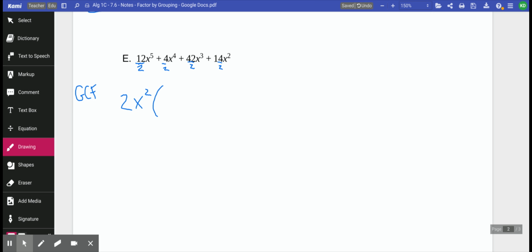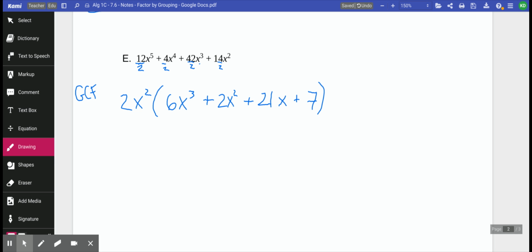So 12 divided by 2 is 6. X to the 5th divided by x squared is x to the 3rd, right? It's 2 less, because that goes back to our exponent rules. So our second term, 4 divided by 2 is 2. X to the 4th, take away 2 is x squared. 42 divided by 2 is 21, and x to the 3rd, take away 2 is just x. Plus 14 divided by 2 is 7, and then x squared, I took away all those x squareds, so we don't have any more x's.